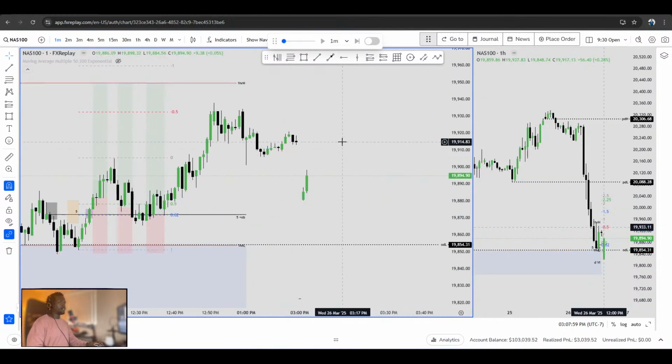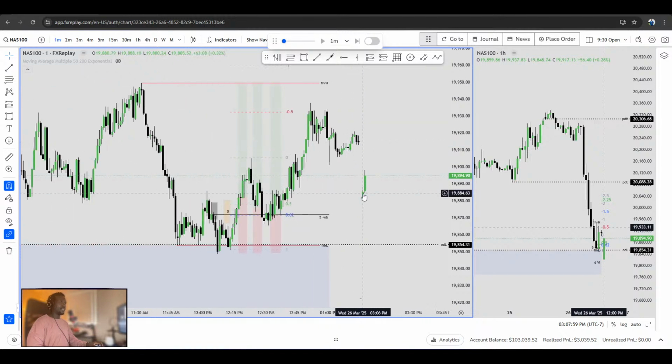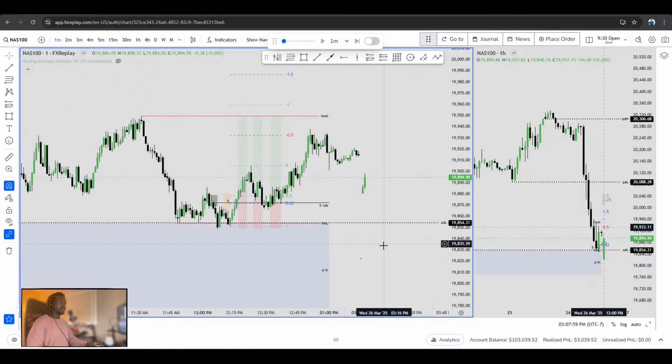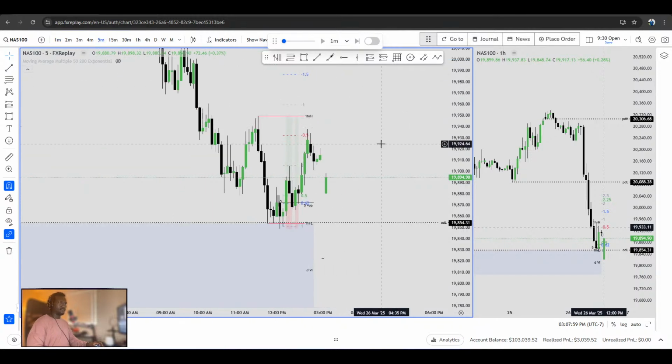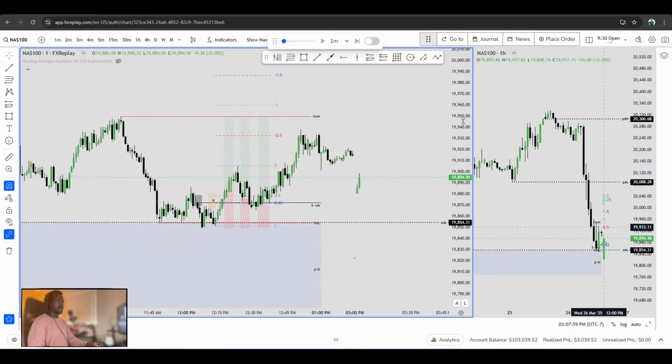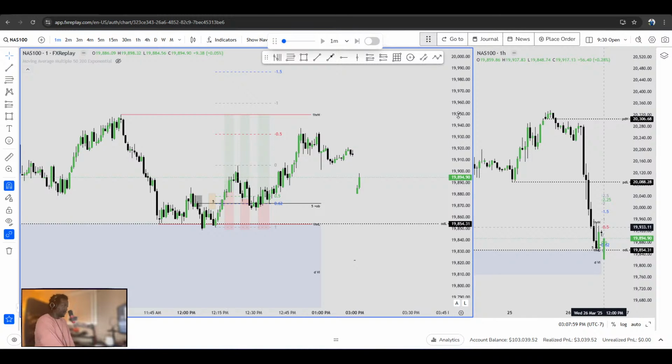Hold up, wait a minute. What happened to my entries? Oh, my stop loss was hit. That sucks. That really sucks. So in this case, it's good that that has happened. So we kind of know what just happened there, man.